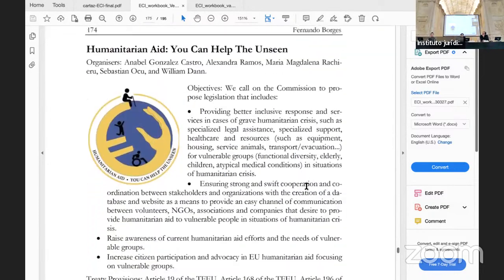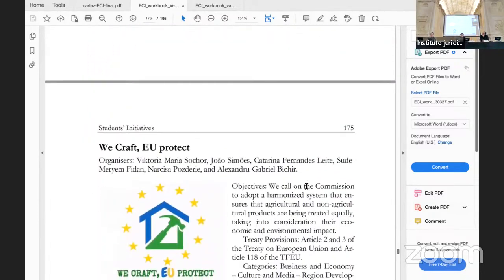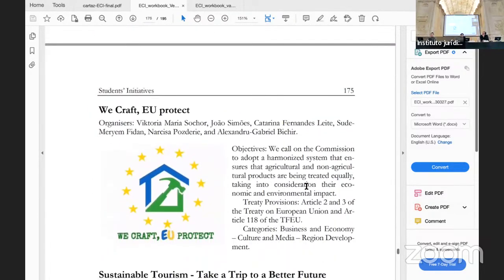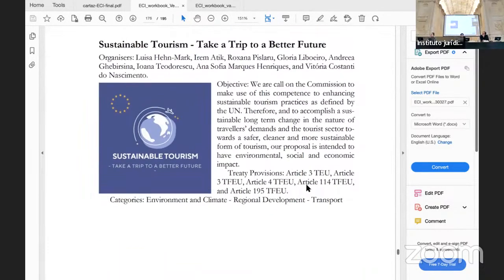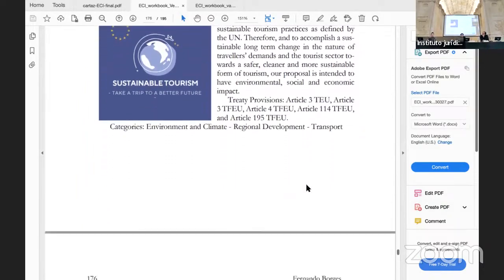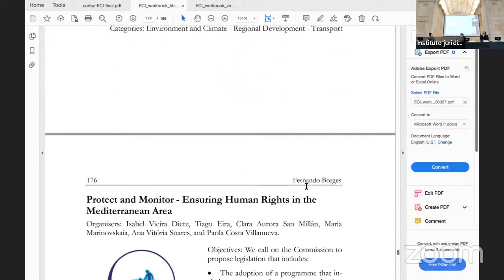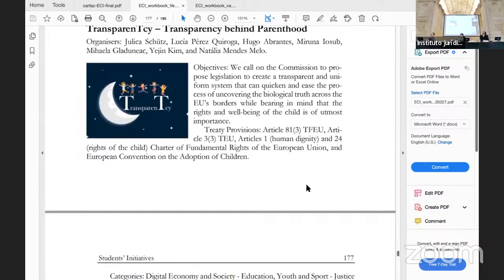And this last section in the workbook is outlining what you did. The workbook will be available online. We hope from next week. We were told by the Göttingen University Press that it would be available in the first week of April. So we will send the link to you.